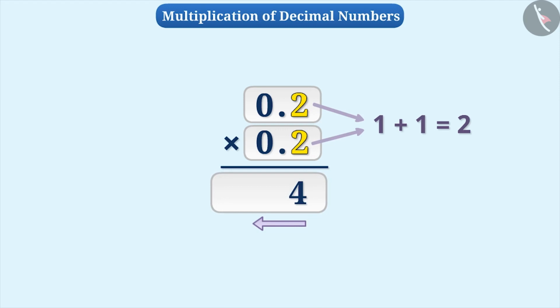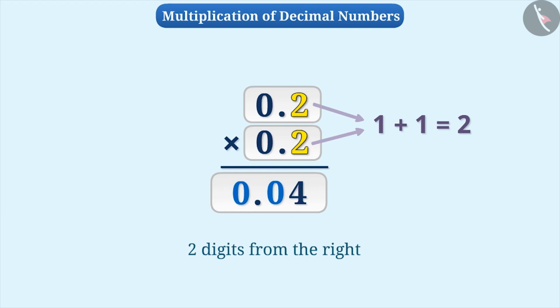Can you tell me where to place the decimal point here? Think for a while. Let me tell you. We have to keep the decimal point 2 digits from the right, but there is no number to the left of 4. So, we will make use of placeholder 0 here. Then, we will place the decimal point on the left side of this 0. Since there is no whole number here, we will place 0 to the left side of the decimal point. Therefore, the answer obtained is 0.04.